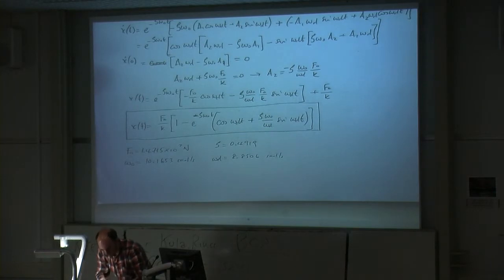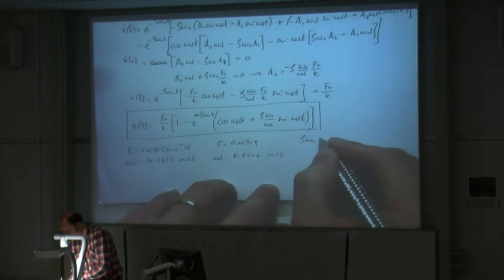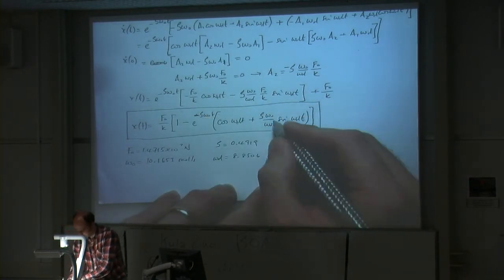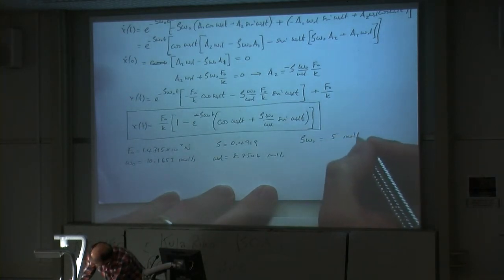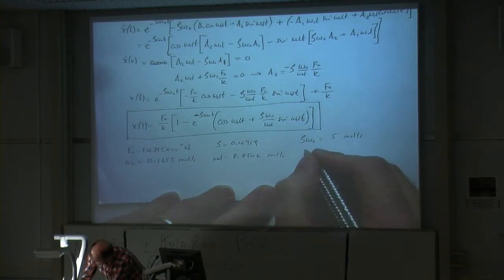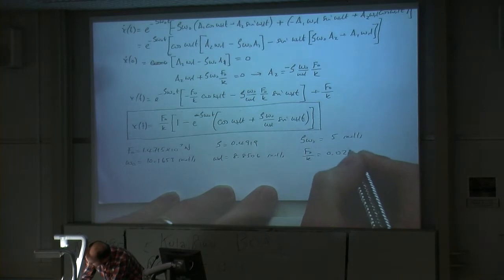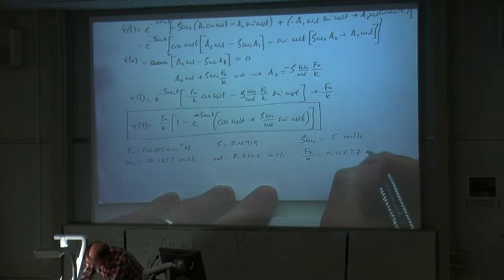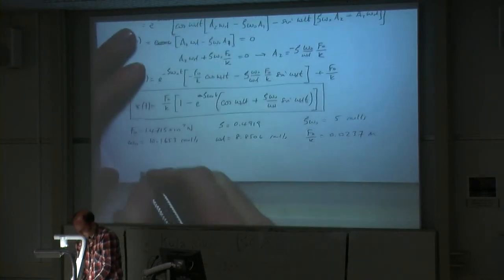And we also know that zeta omega naught is helpful because it's in there and here. Well, that's going to be 5 radians per second, okay? And F naught upon k, which is at the front, came out to be 0.0237 meters. And so you can plug in these terms into this equation to get the total solution.